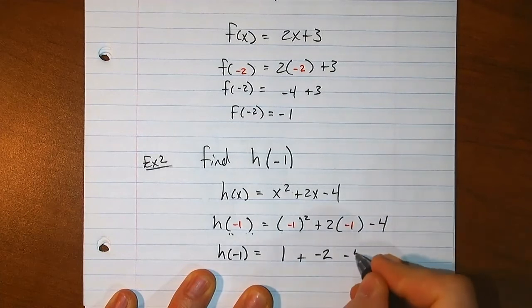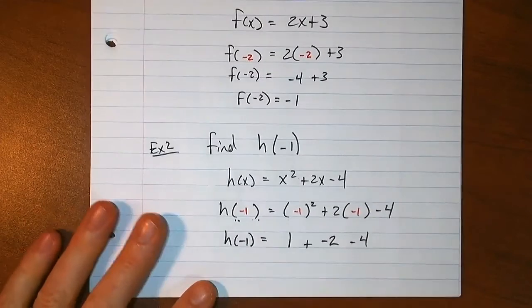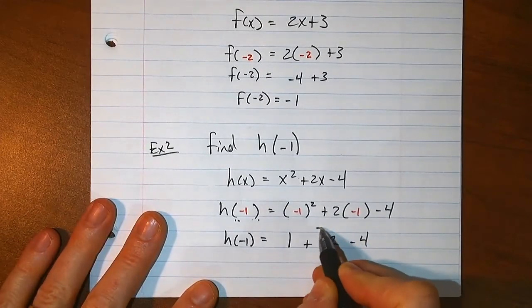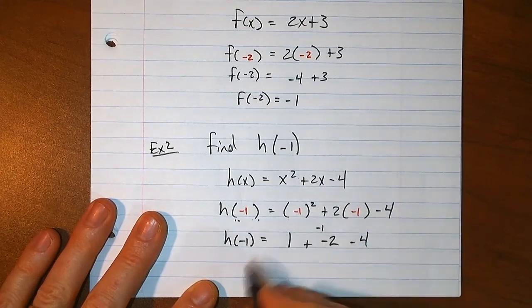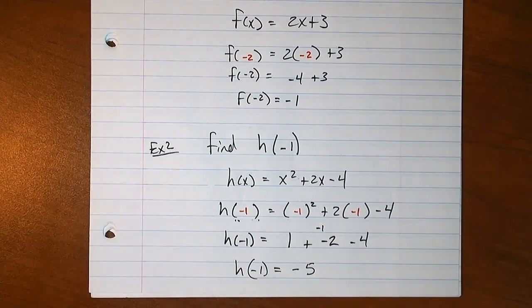And then I can move on to my adds and subtracts. And adds and subtracts we just do from left to right. So 1 plus -2, that's going to equal -1. And then -1 minus 4, that's going to end up being equal to -5. And so there's my answer. H of -1 is equal to -5.